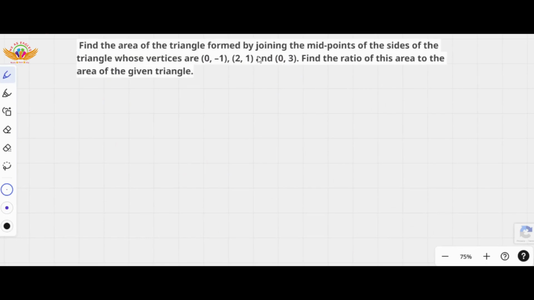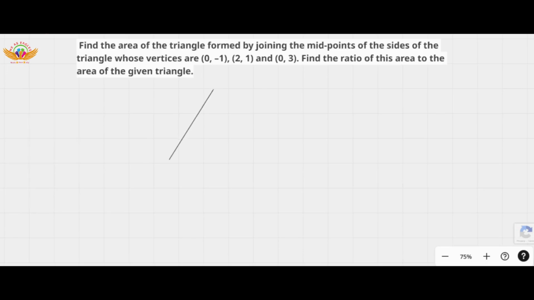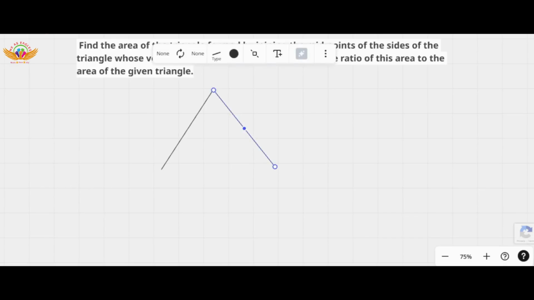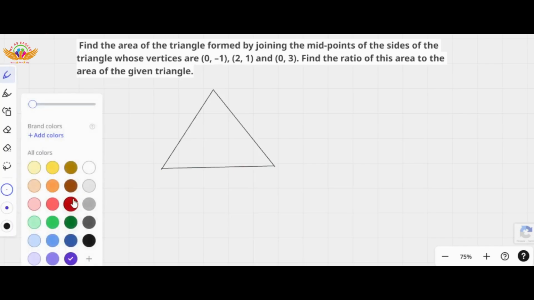The area of the triangle formed by joining the midpoints of the sides of the triangle whose vertices are given, and we need to find the ratio of this area to the area of the given triangle. So first of all, let's draw a triangle. They have also given us the midpoints. This is the triangle.